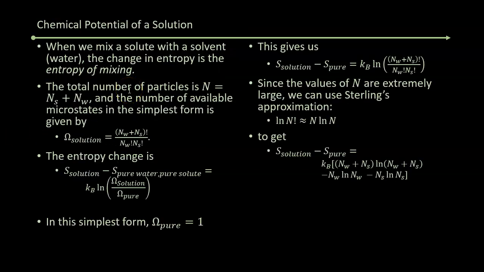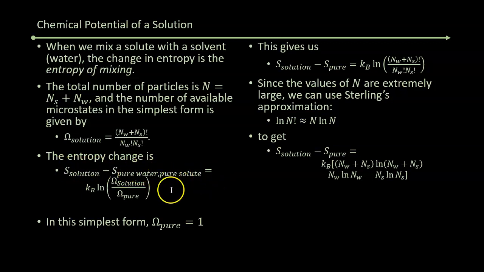Chemical potential of a solution, mix a solute with a solvent. And here we by default say water is the solvent. It could be some other solvent. Total amount of particles N is the number of solute particles plus the number of water particles. And this gives us the number of available microstates, right? Just from the factorials. So the change in entropy of a solution is the entropy of the solution minus the entropy of pure water and pure solute, right?